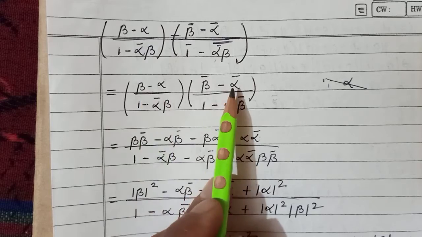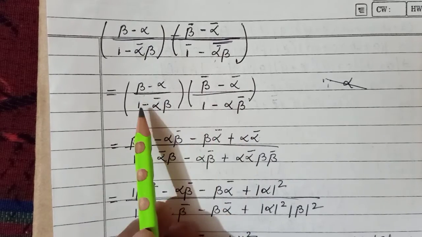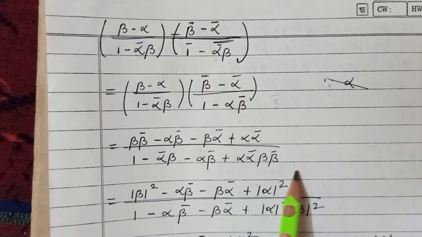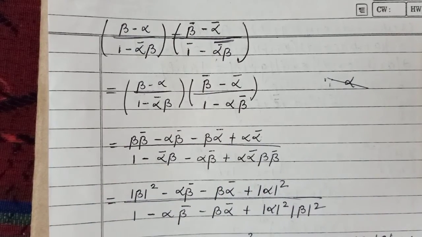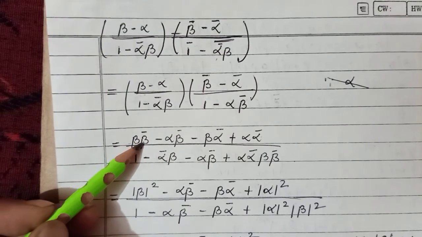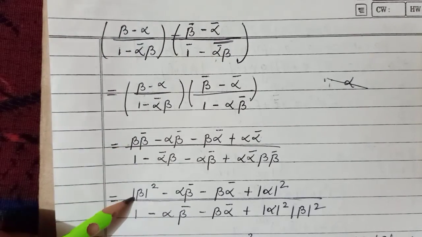alpha bar, and beta into alpha bar. Likewise, the denominator, 1 into 1, this into this, multiplying. This is what you will end up getting. Now back to the property we started with: any complex number into its conjugate is its modulus square.